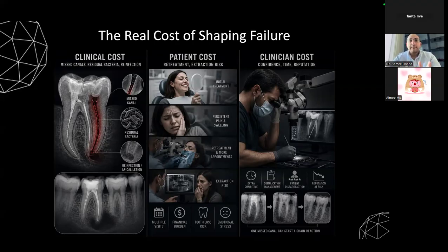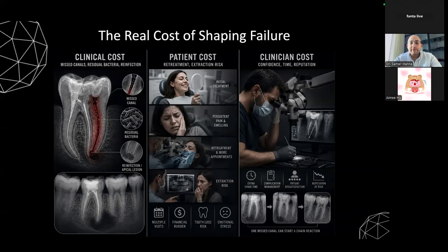So from the clinical point of view, we can see that shaping failure can lead, whether it was because of miscanals, residual bacteria, it will lead to residual bacteria, reinfections, and this we see all the time, especially in something like upper molars where the MB2 is missed, upper 7s where the distal canal is always missed, depending on the tooth. A lot of times we have specific missed anatomy in them.